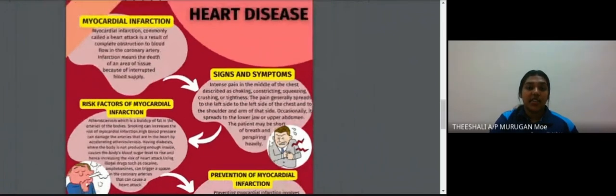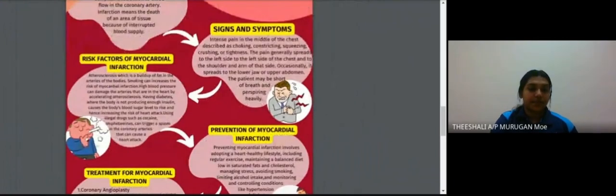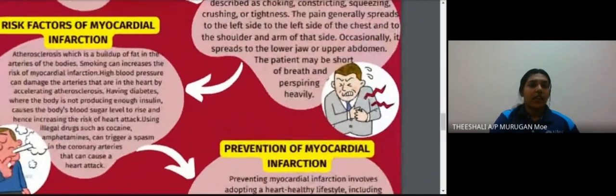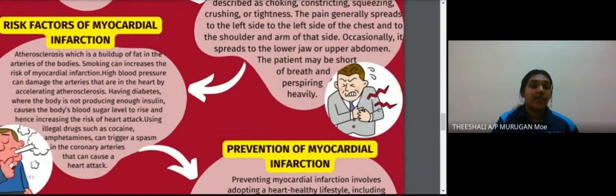Next, we're going to see the risk factors of myocardial infarction. Okay, so we have atherosclerosis, which is a buildup of fat in the arteries of the body. Smoking can also increase the risk of myocardial infarction. High blood pressure can damage the arteries in the heart by accelerating atherosclerosis. Having diabetes, where the body is not producing enough insulin, causes the blood sugar level to rise and hence increases the risk of heart attack. Using illegal drugs such as cocaine and amphetamines can trigger a spasm in the coronary artery. They can also cause a heart attack.